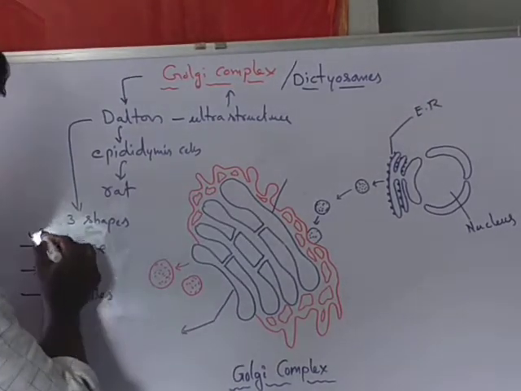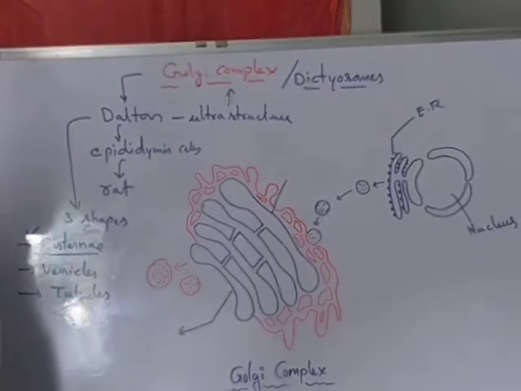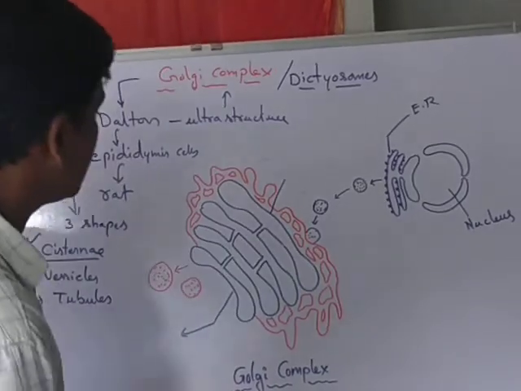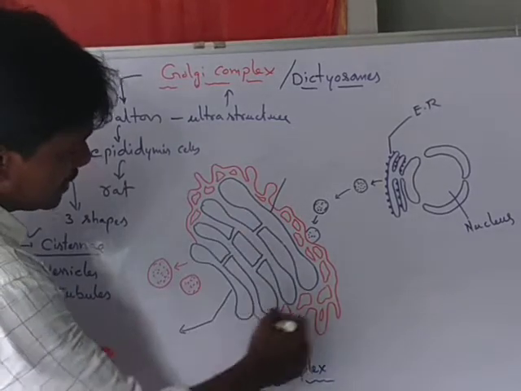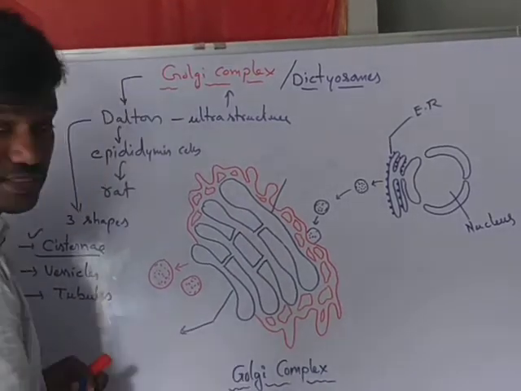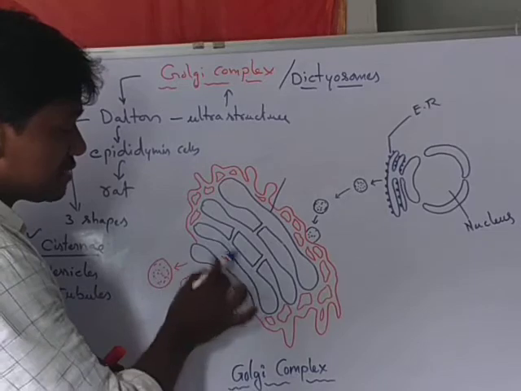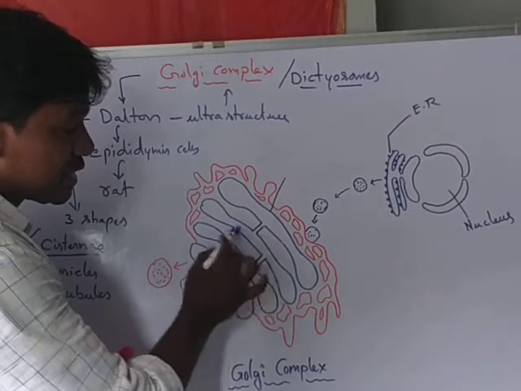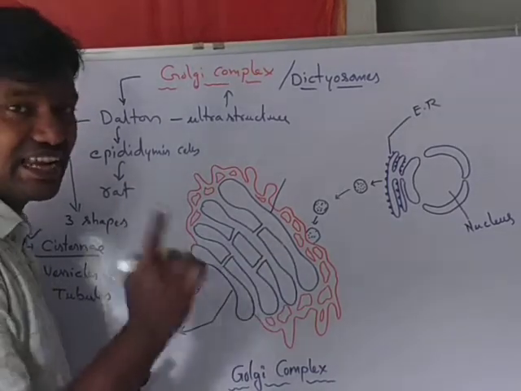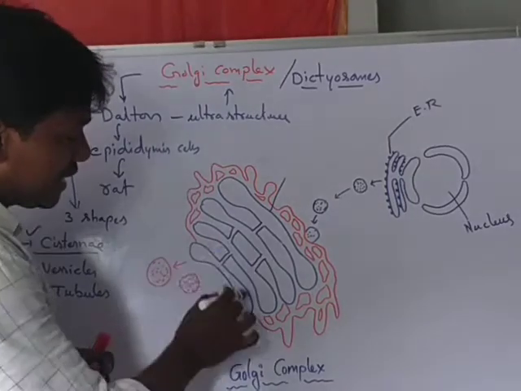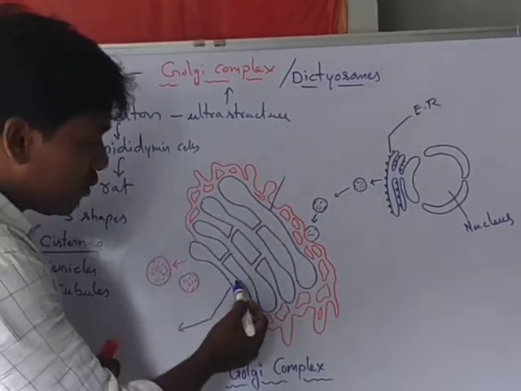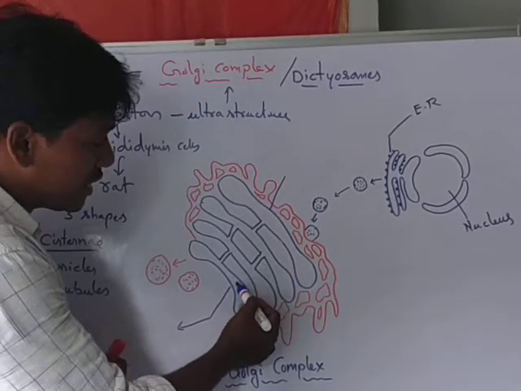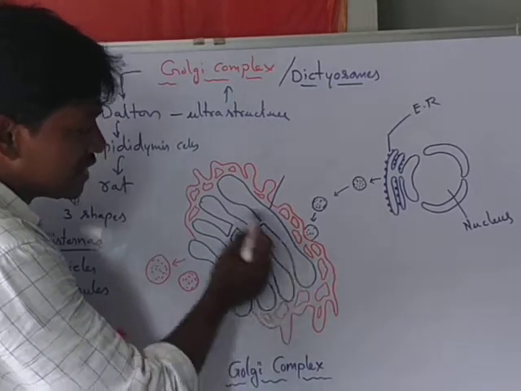First we know about the cisternae. Here we see these are the cisternae in this diagram of the Golgi complex. Cisternae are parallel sac-like structures arranged one above the other.